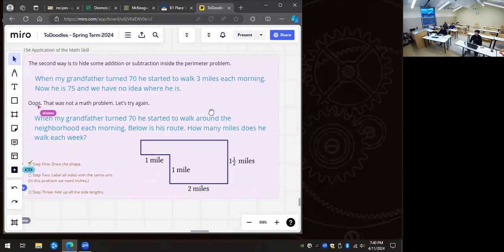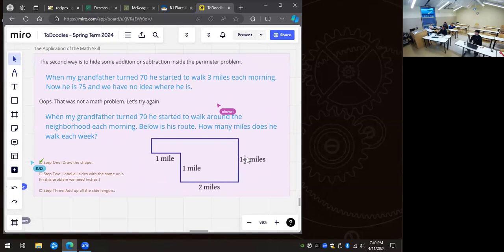The other way is to hide some addition or subtraction inside the perimeter problem. So here's a joke. When my grandfather turned 70, he started to walk 3 miles each morning. Now he's 75 and we have no idea where he is.